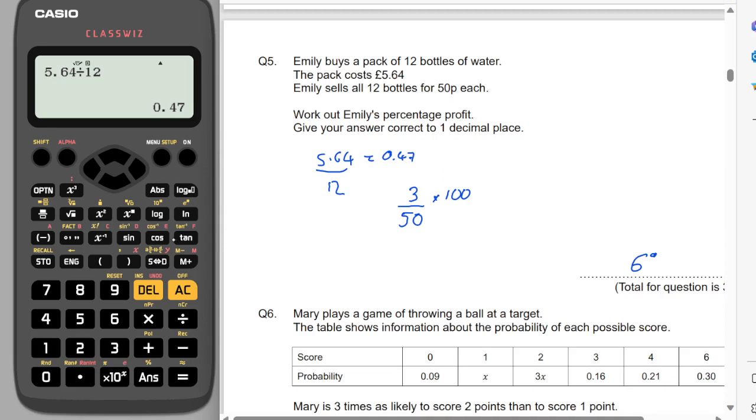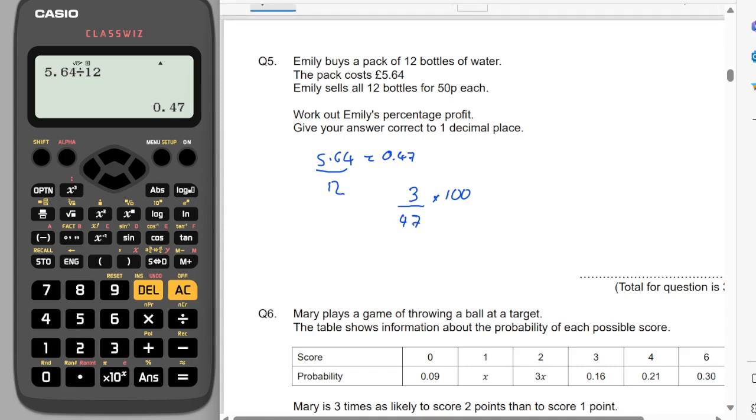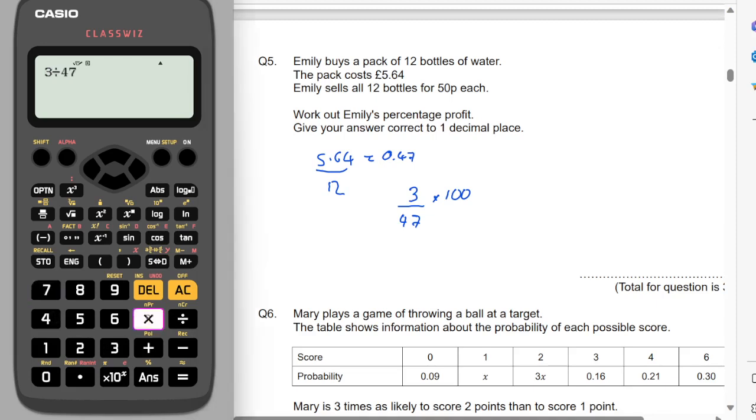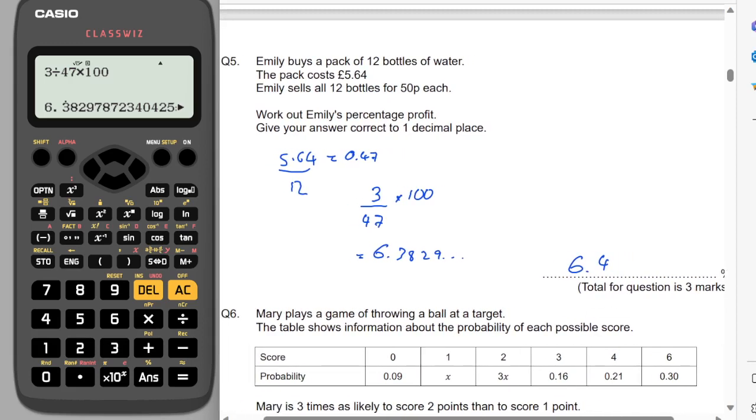No, I've divided by the wrong denominator. So divided by 47. I do apologise. So 3 divided by 47 times by 100 gives me 6.3829... So to one decimal place, that's where I figured the 6 must be wrong. Looked again, 6.4%. The percentage symbol we have.